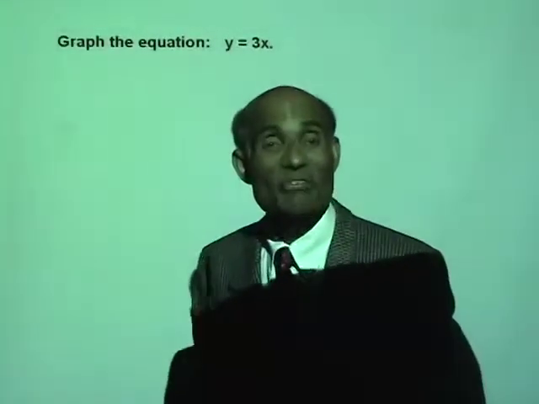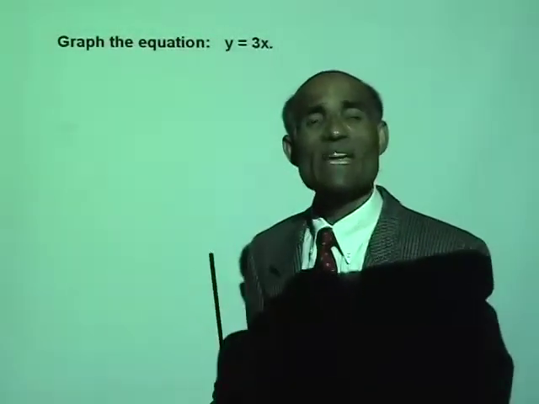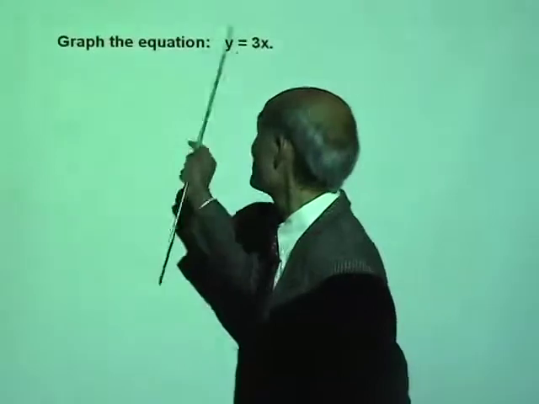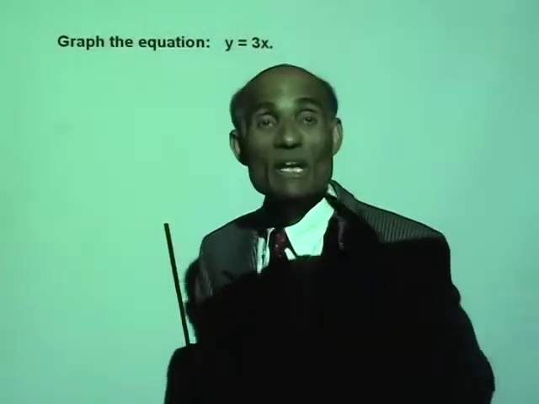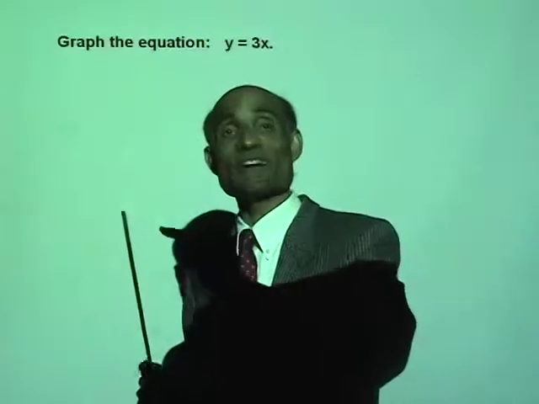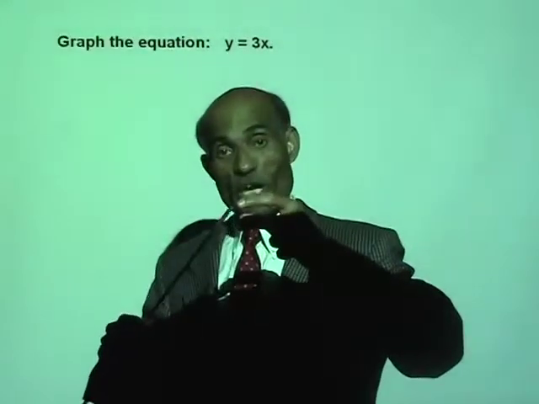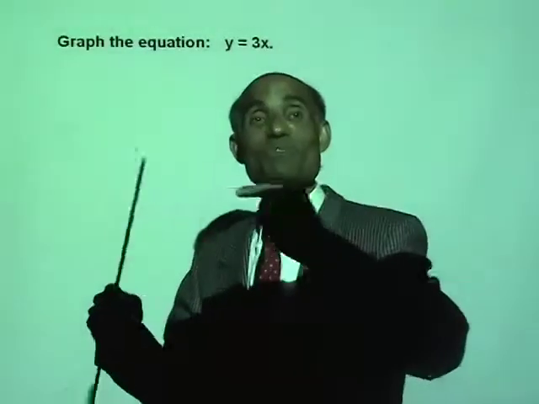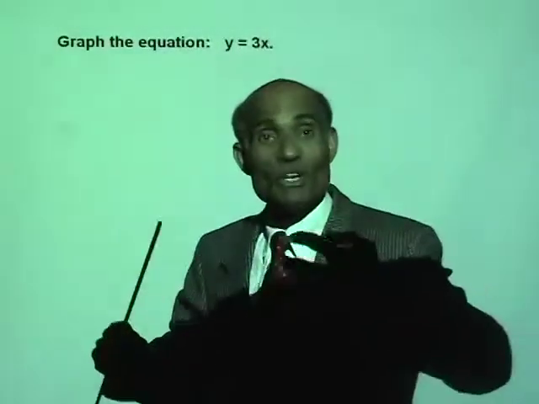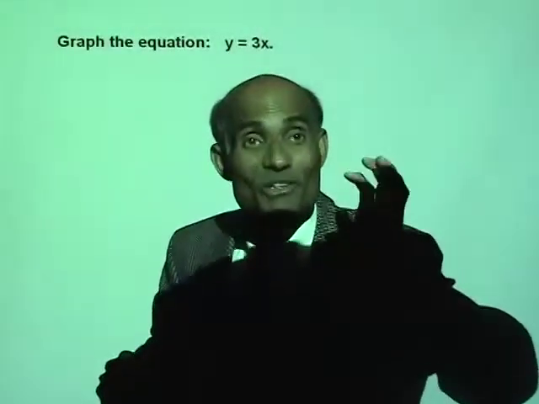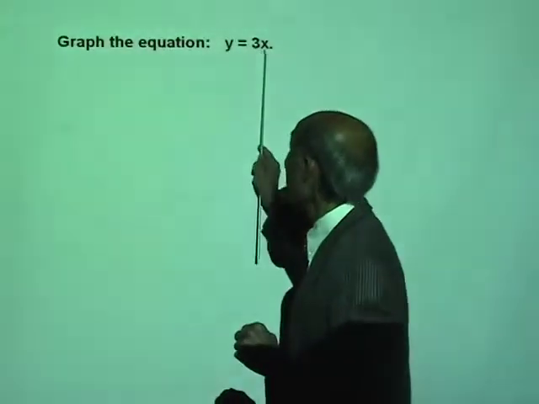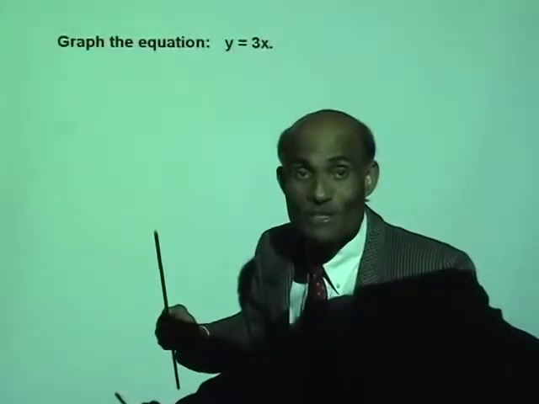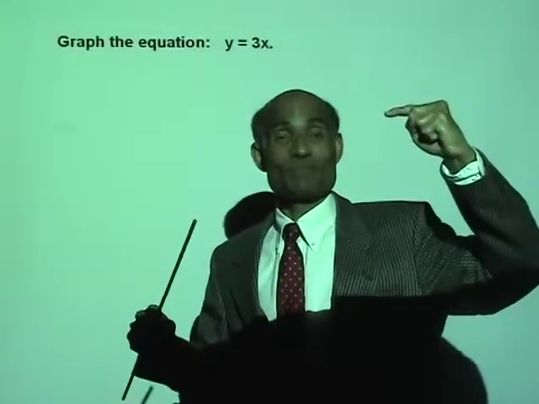Alright, let's now graph an equation. Graph y equal to 3x. You are familiar with this kind of equation. In the beginning, we talked about y equal to 2x. You remember that one? For each kilometer you walk, you collect $2. Now y equal to 3x can be interpreted as, for each kilometer you walk, you collect $3. That means, when x equal to 1, y will be equal to 3. You walk 1 kilometer, you collect $3, right?